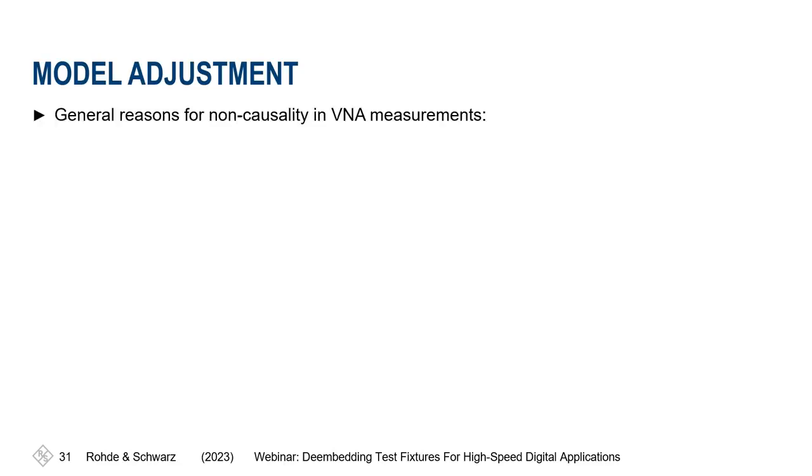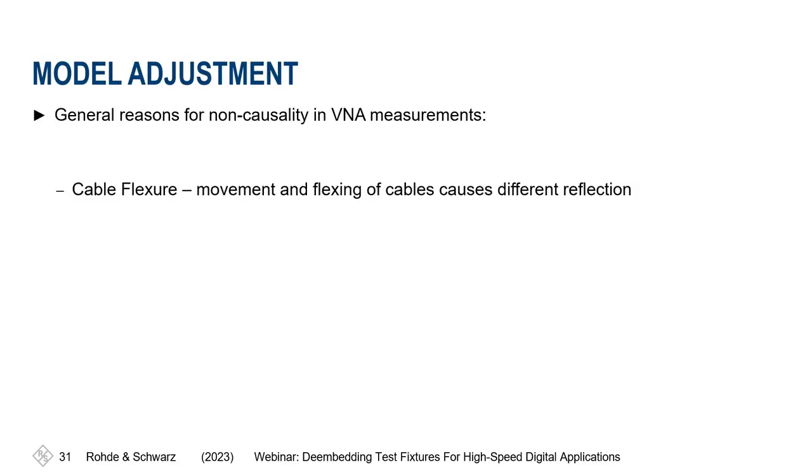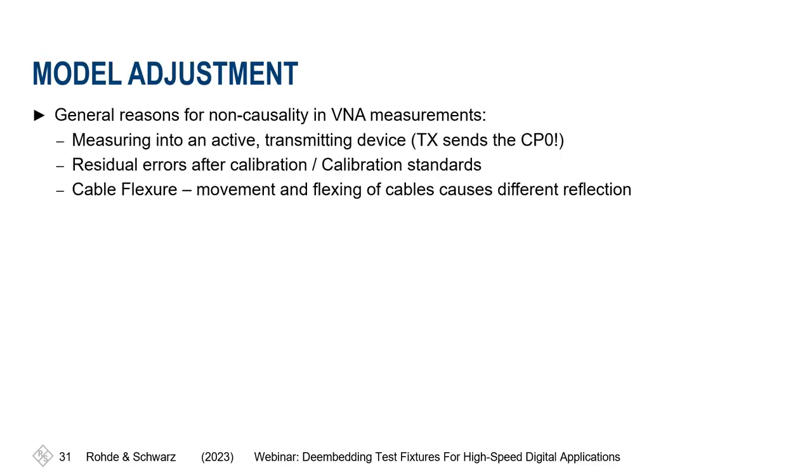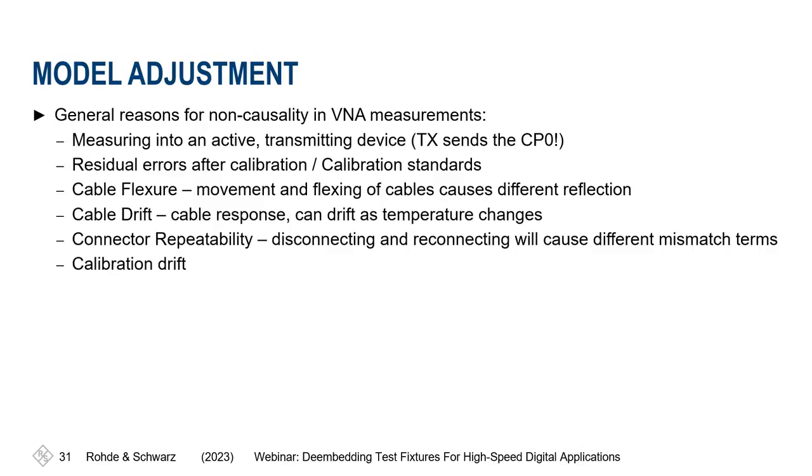Why can the model not be causal? There are a few reasons. The first reason is definitely some mechanical reasons like cable flexure, residual errors after calibration. But also very important is you're measuring here into this active device. I used the transmit 1, and the device is sending out the CP0 pattern, and that interferes with the VNA measurement. Then you have also cable drift and minor things with connector repeatability and calibration drift.